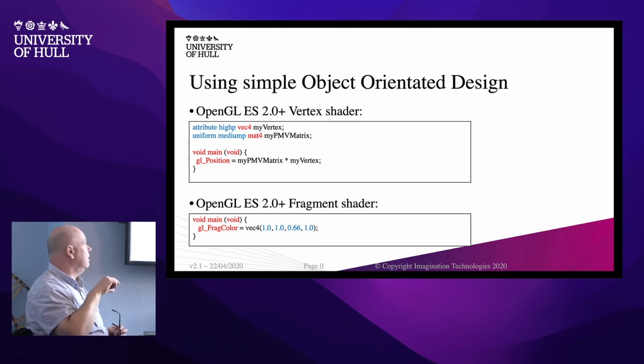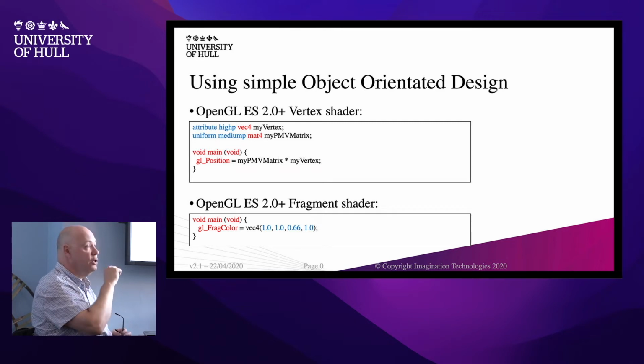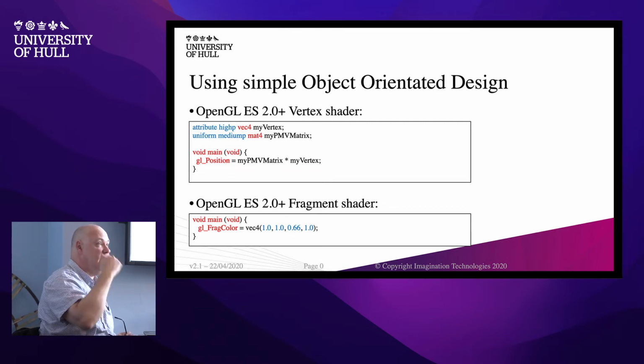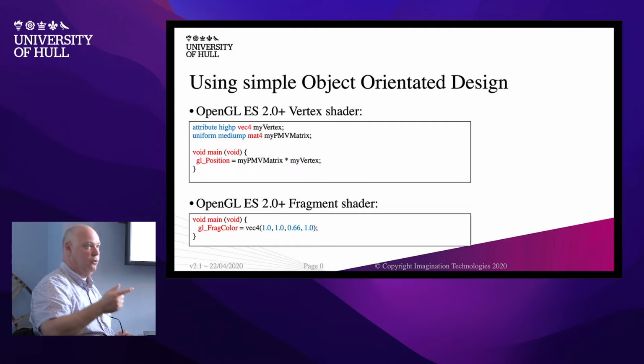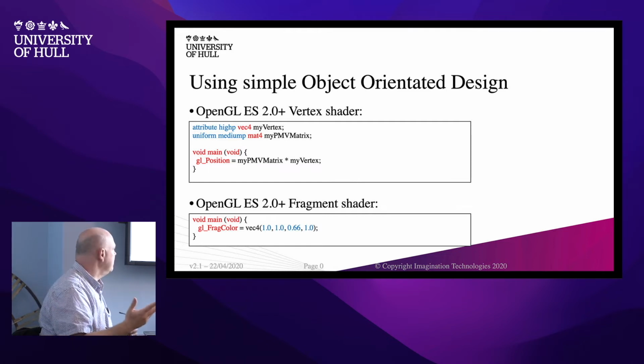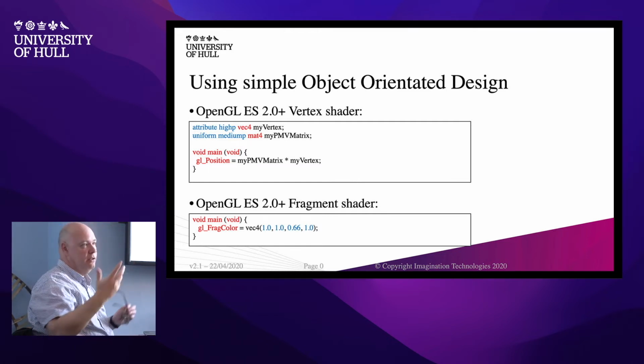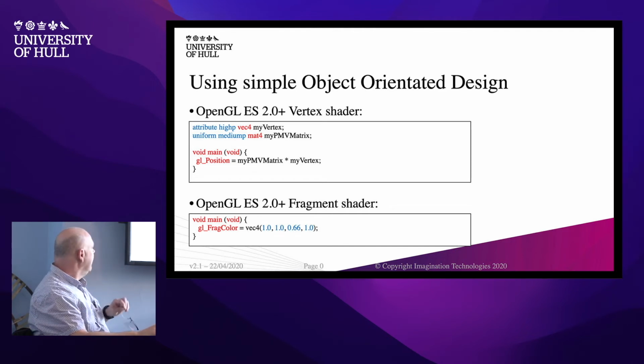Because they're all independent. Each vertex will come in with its attributes. You at least need the position. What you can also do in the vertex shader is calculate and create a normal or a texture coordinate or the color or any of those things, but you must pass in the position of it, okay?